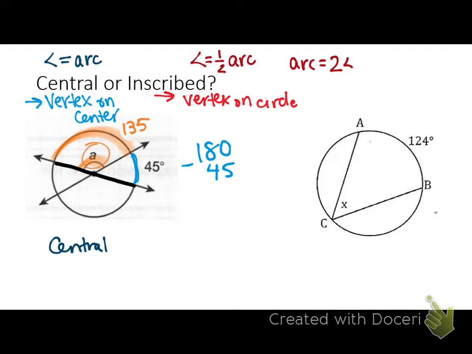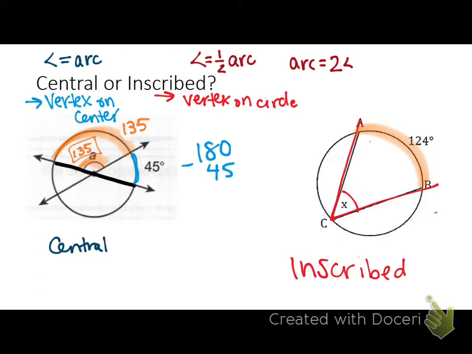135. So then what's the measure of A if the arc is 135? 135 also. Because central angles are congruent to their arcs. Whereas the second picture, it is inscribed because C is the vertex and is on the circle. So we're finding an angle. So use the arc to find the angle.